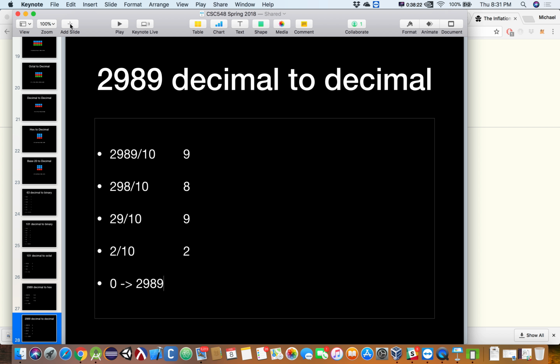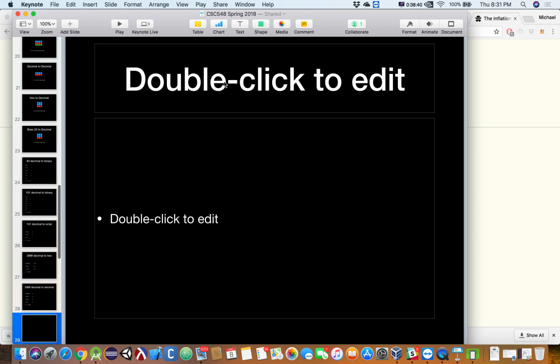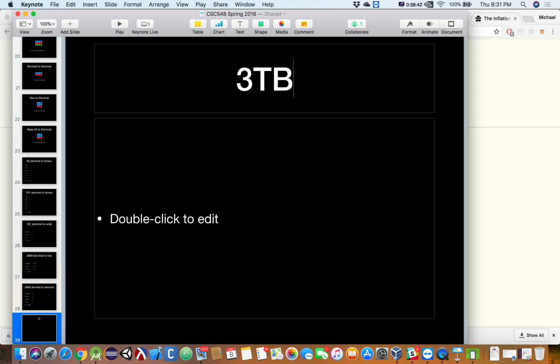Let's take our, who has the biggest hard drive in here? Anybody have a 1 terabyte drive? Anybody have bigger? Anybody have a 2 terabyte drive? Anybody have a 3 terabyte drive? Bigger than 3? All right, 3 terabytes. So we'll go with 3 terabytes. So we have a 3 terabyte drive.